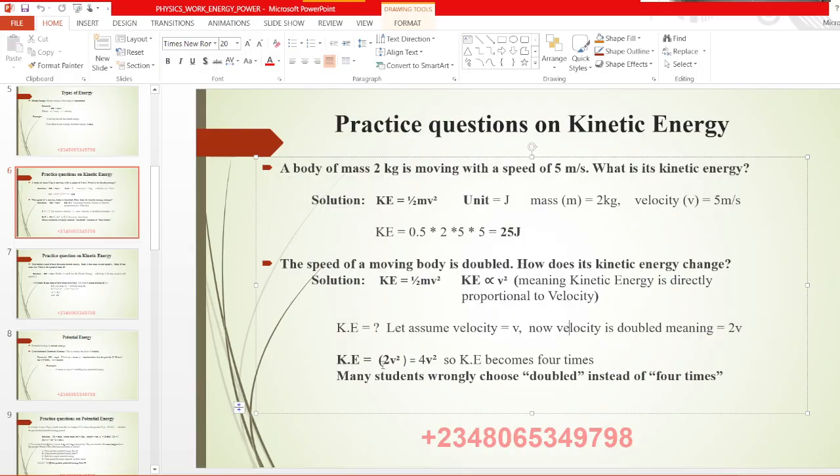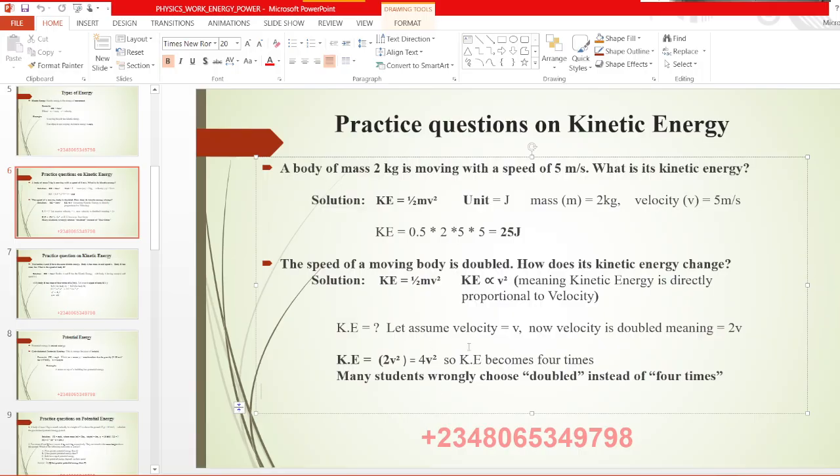So by now saying kinetic energy is directly proportional to velocity, if we equate it, kinetic energy equals 2v squared. And the answer gives us 4v squared. So the kinetic energy becomes 4 times. Many students will wrongly choose double instead of 4 times.